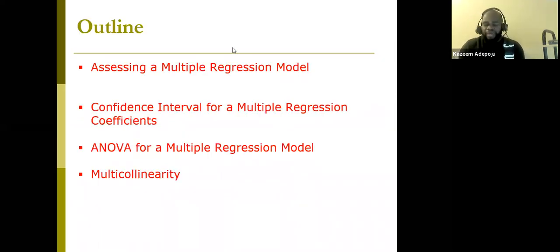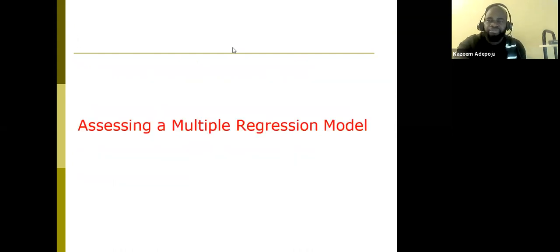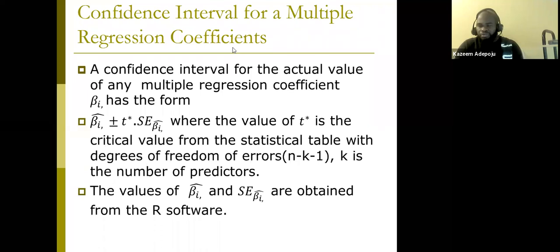Okay. So like I said in the outline, I'm going to talk about assessing a multiple regression model. I'm going to talk about the confidence interval for a multiple regression coefficient. I'm also going to talk about the ANOVA for multiple regression model. Then I'm going to talk about multicollinearity. Now, let's get started with assessing a multiple linear regression model.